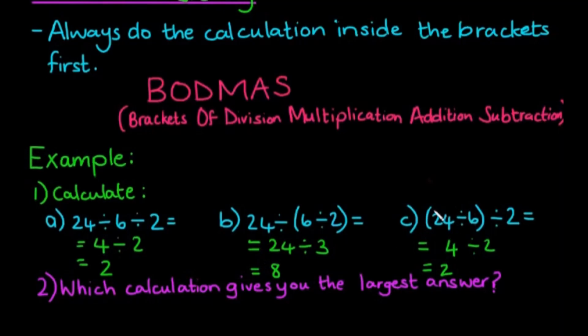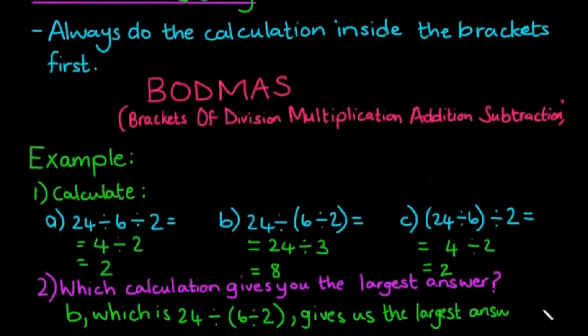In C, we had the brackets over 24 divided by 6, which gave us an answer of 4 before dividing it by 2, which gave us an answer of 2. So in conclusion, B's sum gives us the largest answer. B, which is 24 divided by 6 divided by 2, gives us the largest answer of 8.